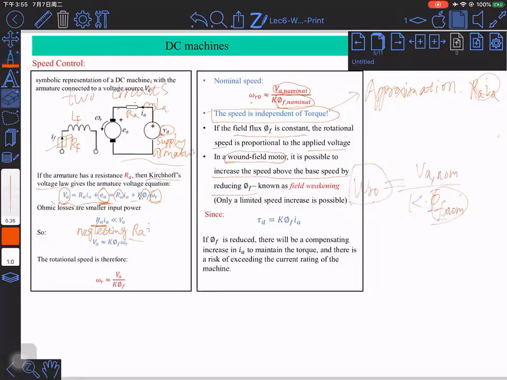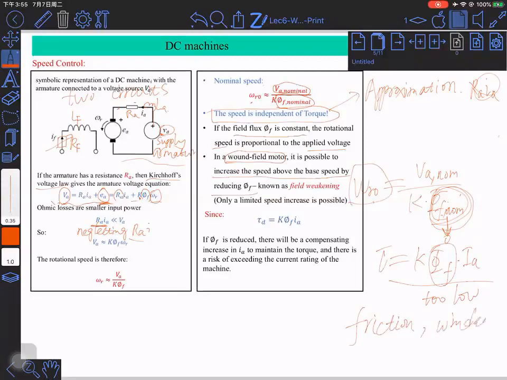But still, I would like to mention that theoretically you can weaken the field to an infinitely small value. For example, you let the field flux approach zero, but this is not really doable for a real machine, because for a real machine, you still have the torque, and the torque is equivalent to K times flux times the current. If the flux is too low, you won't be able to deliver the torque. Even if you have no load on the electrical machine, you still have friction losses and windage. So you can't afford this.